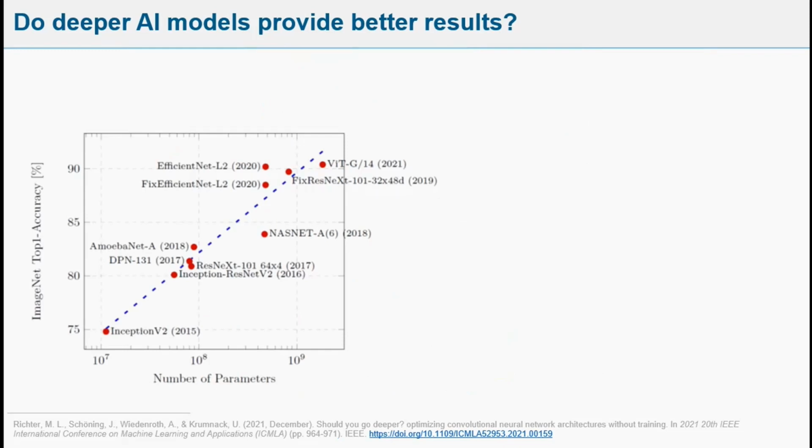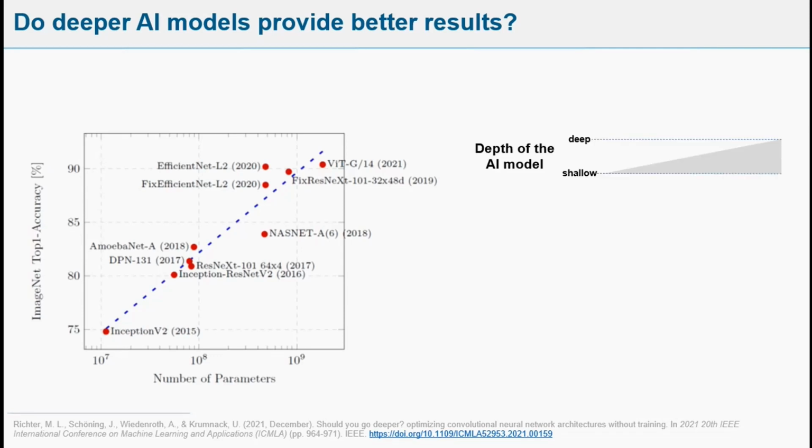However, there is a trend to have deeper and deeper networks. So these are the numbers of parameters you need to train. And these are the networks starting with Inception V2 in 2015 and going up to EfficientNet L2 in 2020, with, I think, 100 times more parameters needed for the EfficientNet L2. And does it really provide better results?